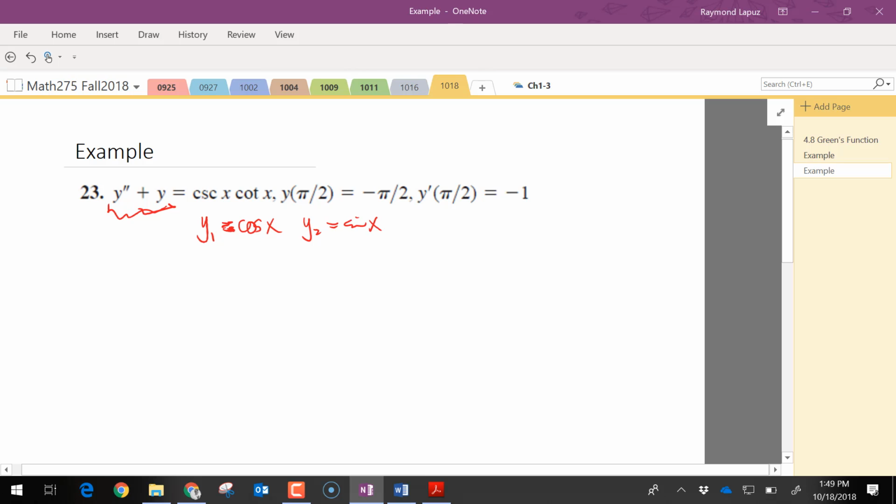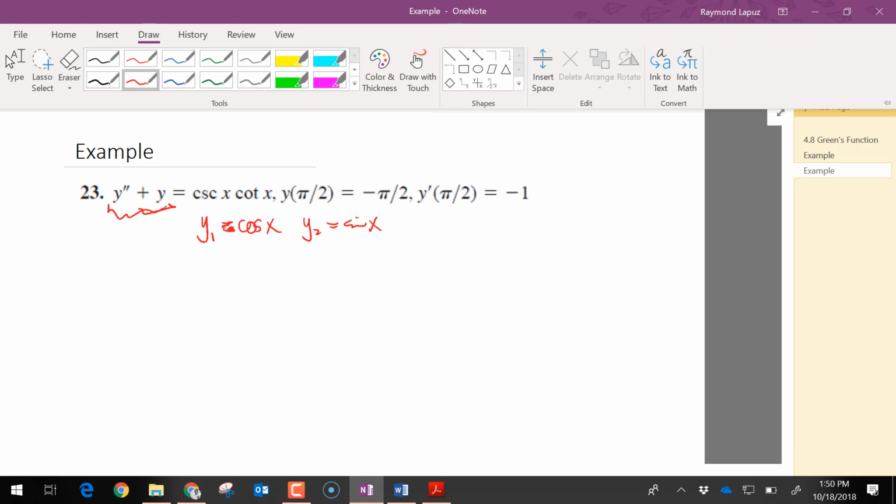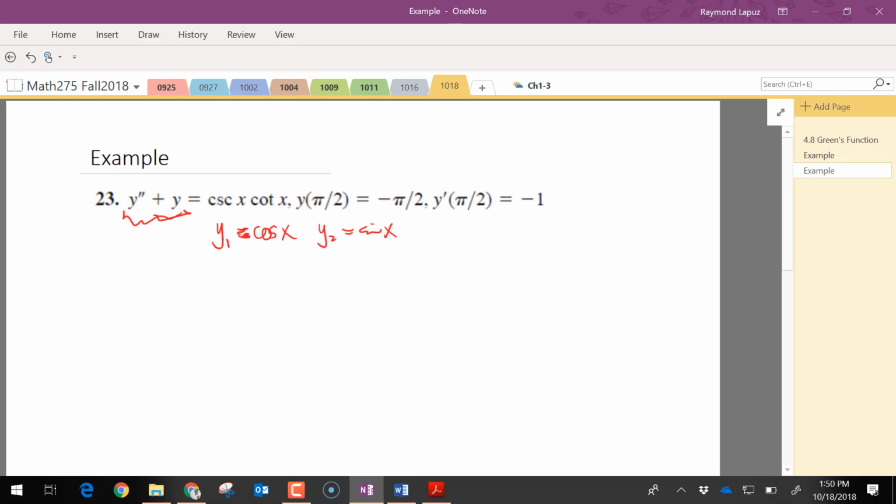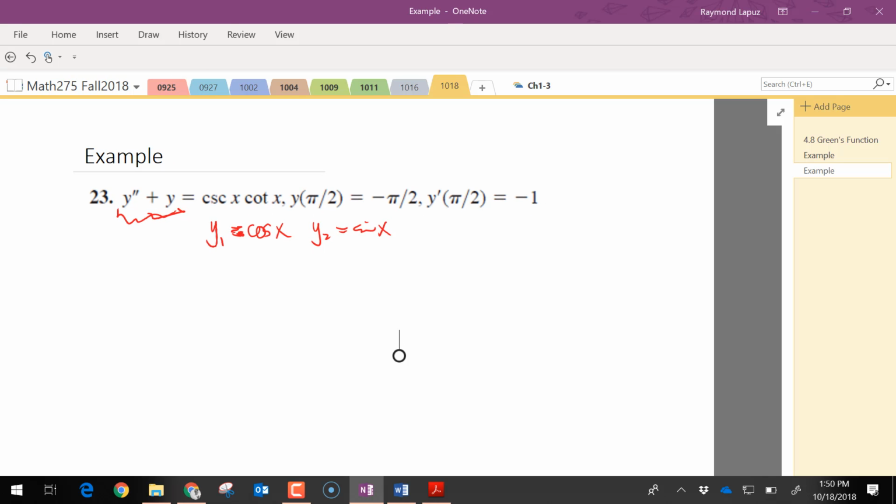Okay, for the homogeneous portion of things. And since we're here, I don't know why this is red. I usually save my red for last. While we're here, we might as well solve for y sub h. Y sub h is going to be c1 cosine x plus c2 sine x. And we'll take the derivative because we're going to need the derivative.